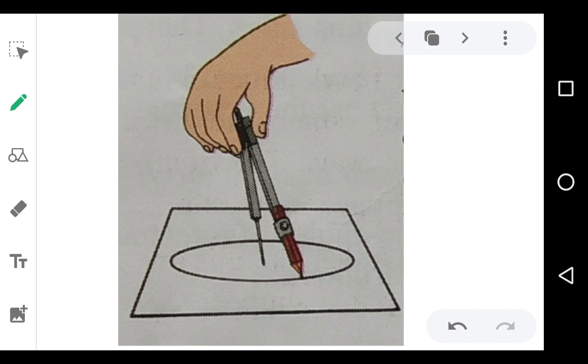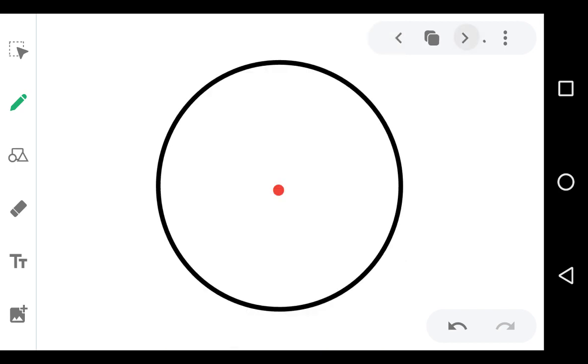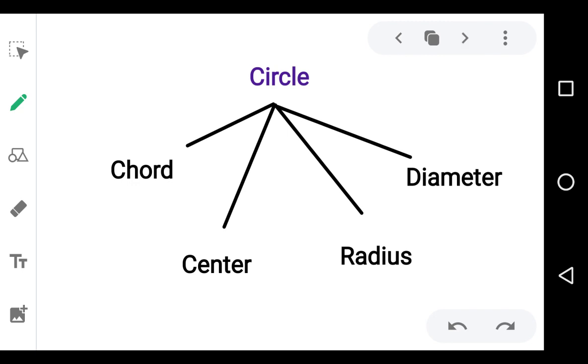Now after that we see different parts of a circle. See, the parts are chord, center, radius and diameter. We are going to learn about each part of the circle.